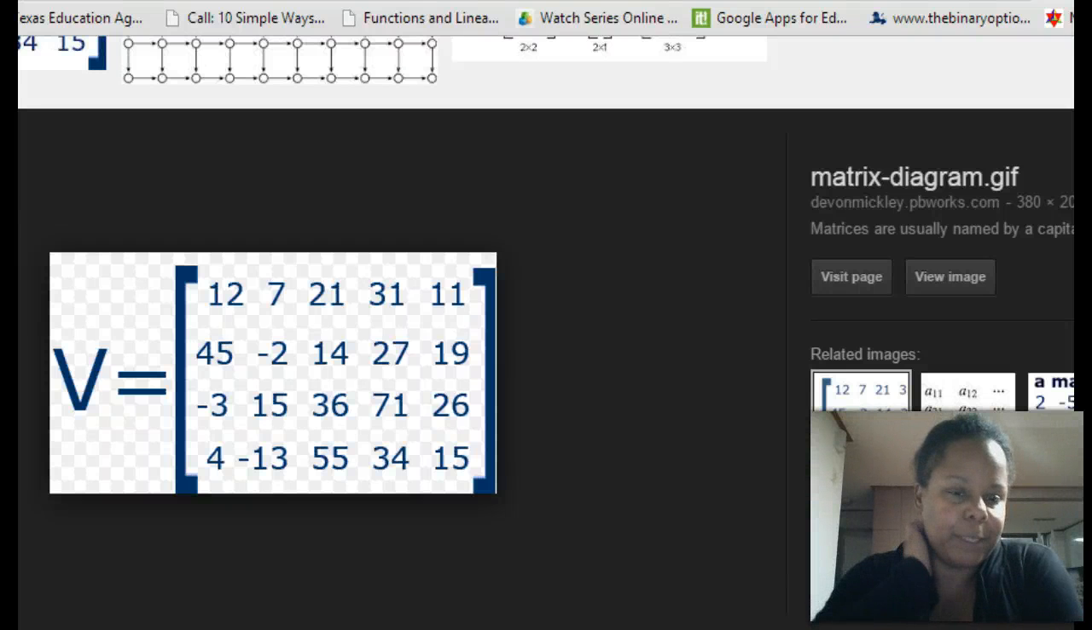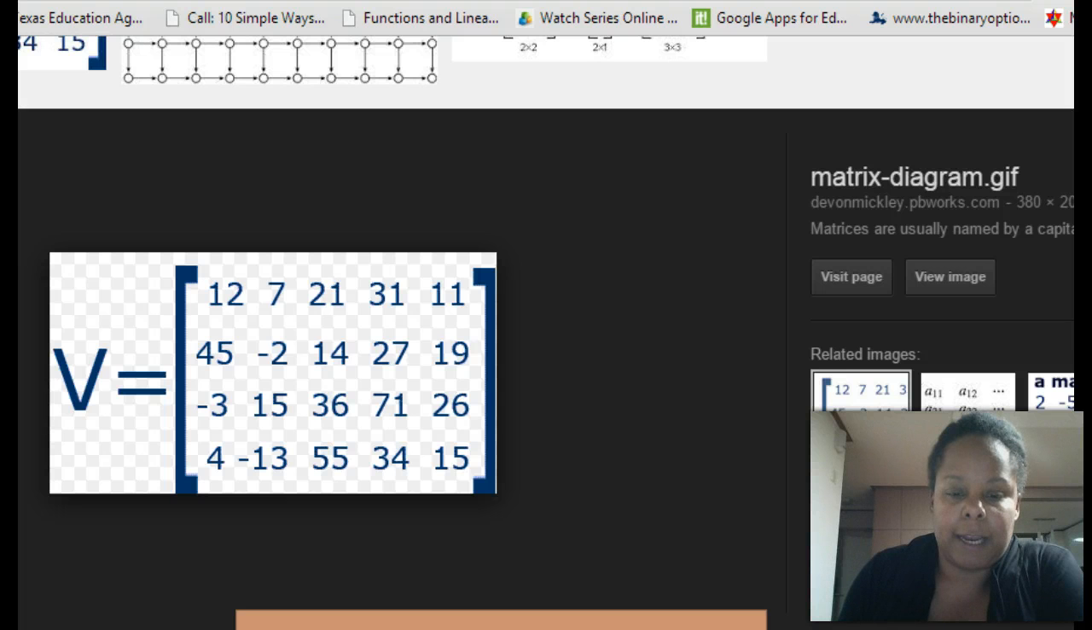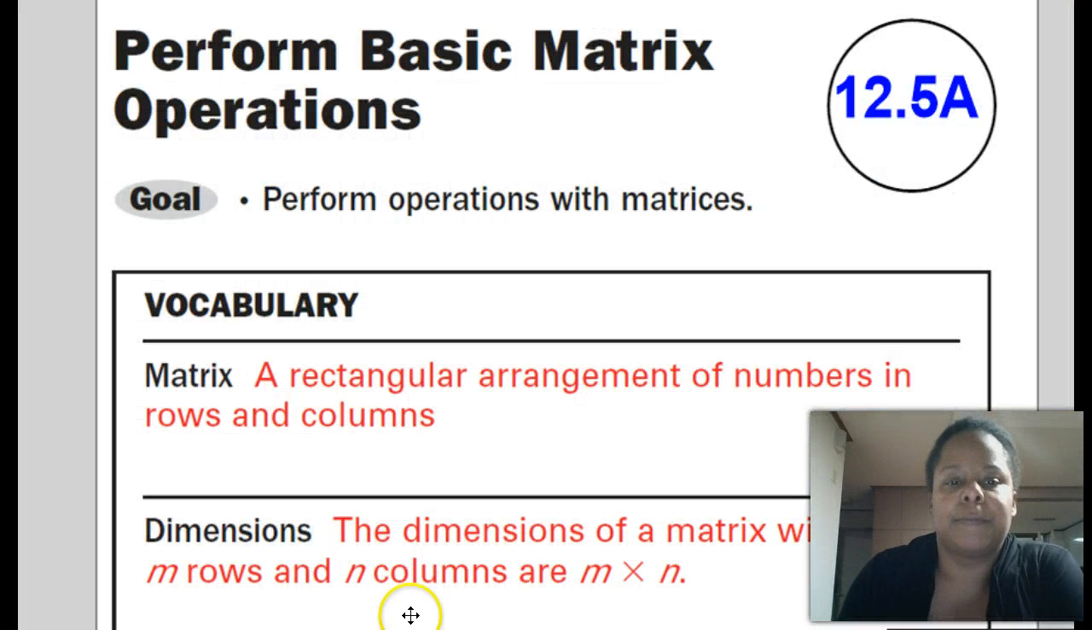Hello class, today we're going to be talking about matrices, and matrices are basically collections of numbers in rows and columns. So if you don't remember, a column is vertical. So in this case, this matrix has 1, 2, 3, 4, 5 columns, and this matrix has 4 rows, 1, 2, 3, 4. So we call this matrix a 4 by 5 matrix because it has 4 rows and 5 columns. So let's take a look at our vocabulary.